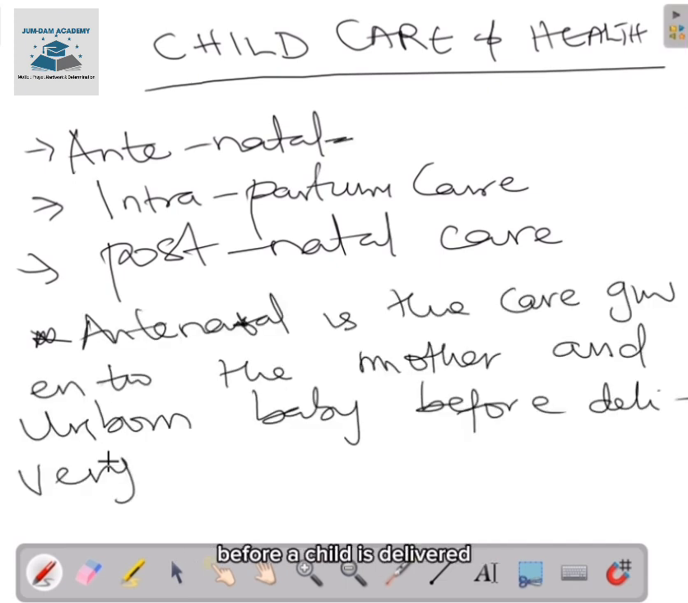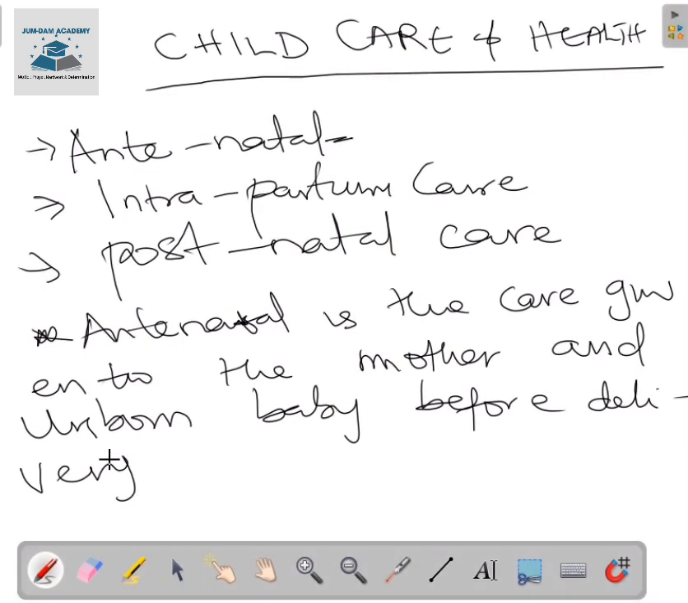Before a child is delivered, you have to go to the hospital to see doctors, to receive treatment, to make sure the baby is in good condition, to make sure you, the mother, are also in good condition before the due date of delivery. That is the meaning of antenatal.